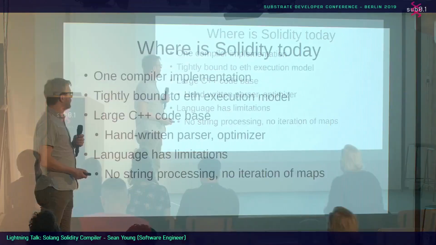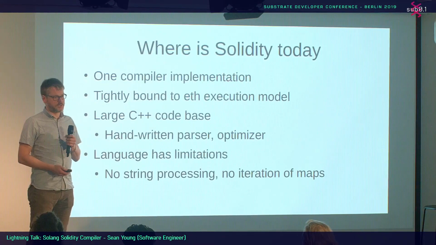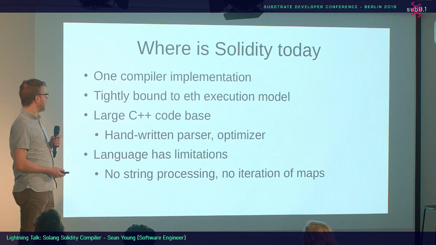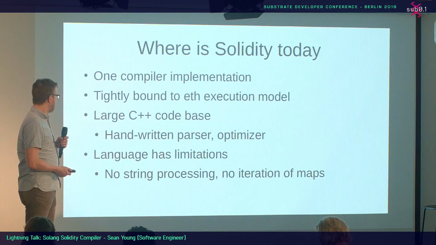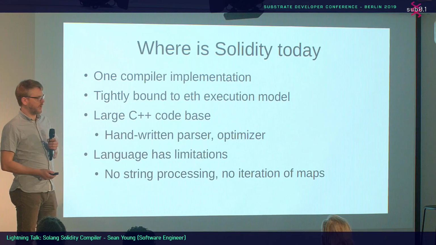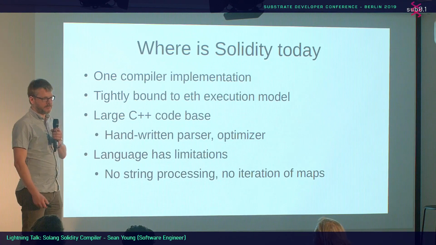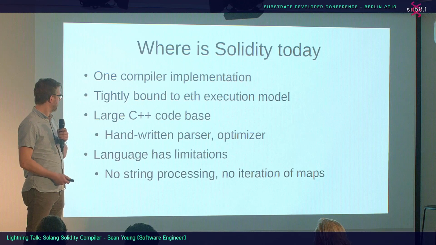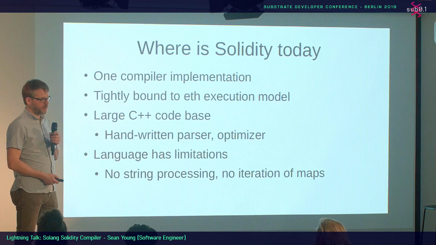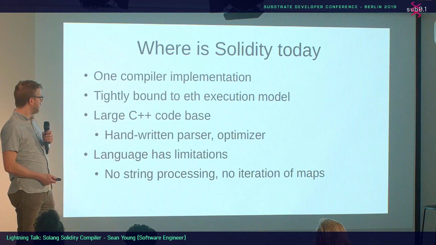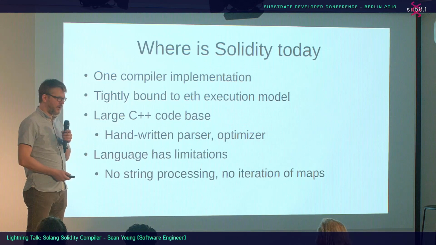Okay, so what do we have for Solidity today? The Solidity Compiler is a very large C++ project that can only compile to EVM. It's very tightly bound to ETH. It has a handwritten lexer, handwritten parser, then produces UL, and then from UL it has its own optimization passes, and then produces the final output. So it's an entire compiler written from scratch.